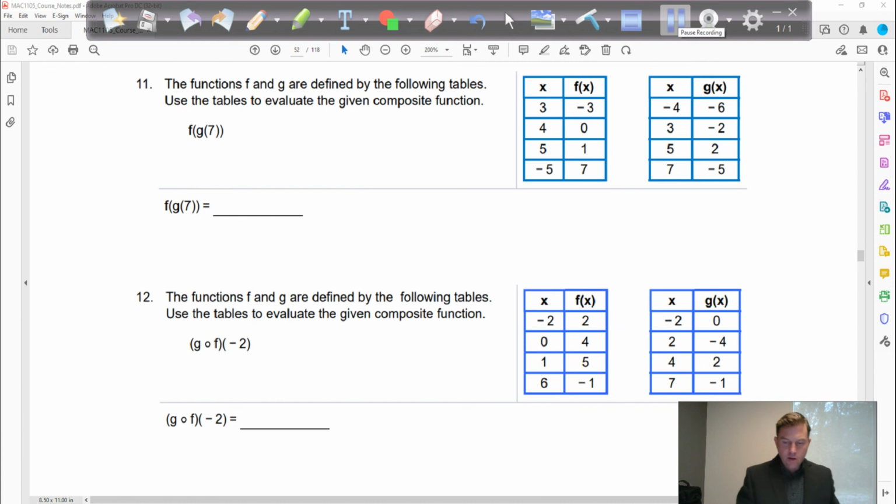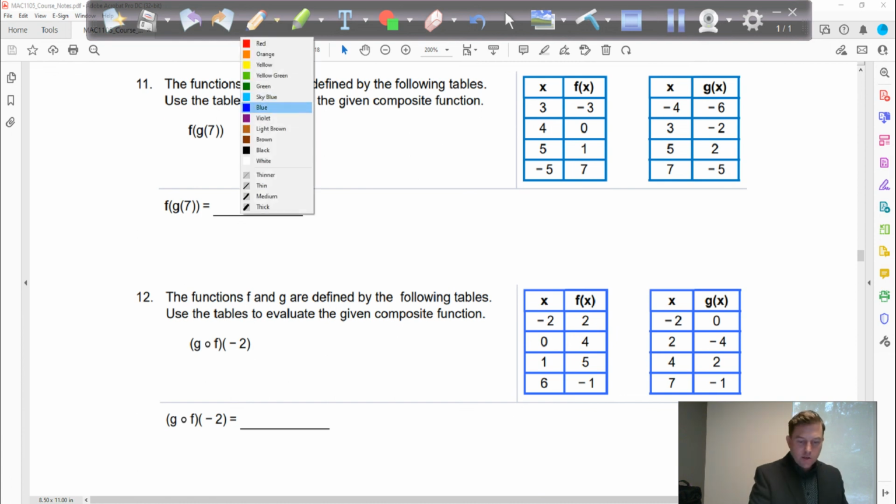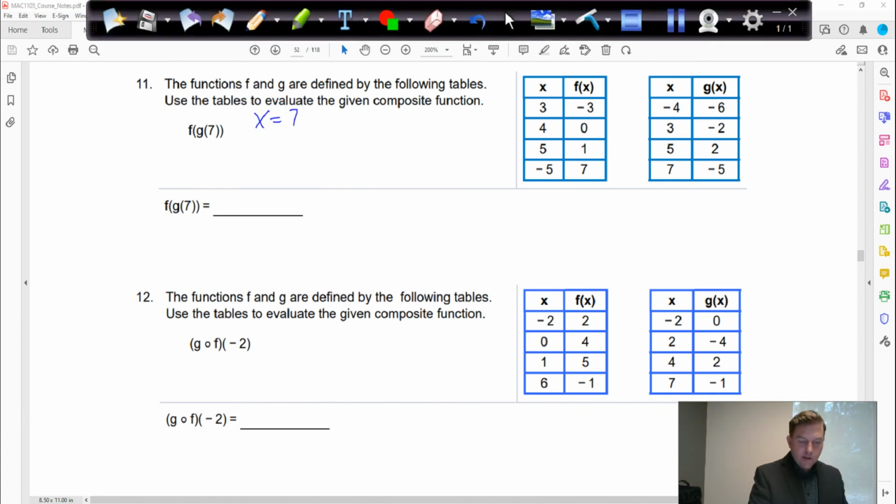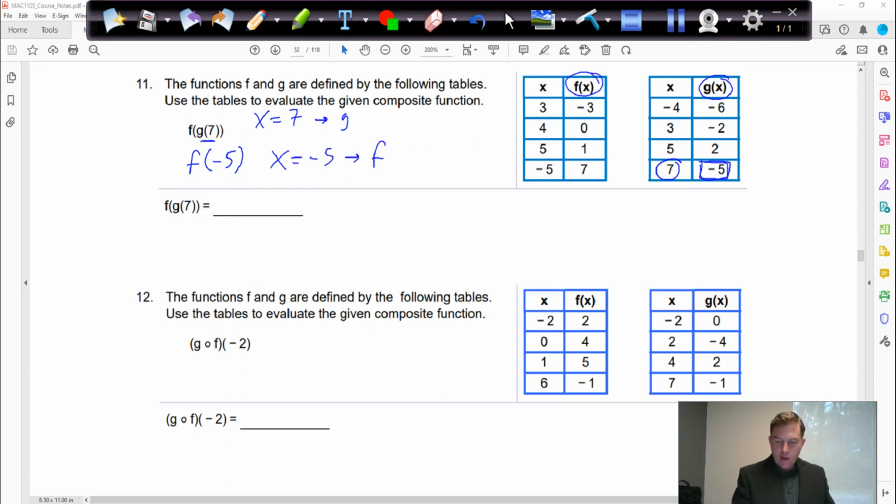Okay, 11 and 12 aren't too bad at all. It says, let x equal 7 and go to the G table. So go to the G table and let x equal 7. So here's the G table, and go to x equals 7 and record the number. So the number is minus 5. So now I have f of g of 7 all became minus 5. So now this says let x equal minus 5 and go to the f table. So I go to the f table, and I go to x equal minus 5, and I record the answer. This is equal to 7. So we would record 7.